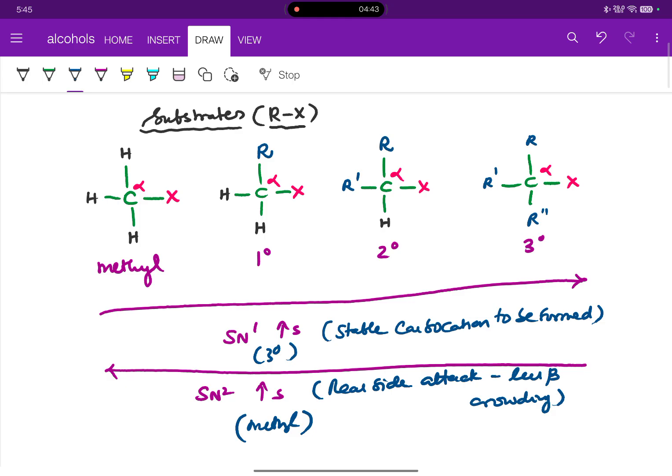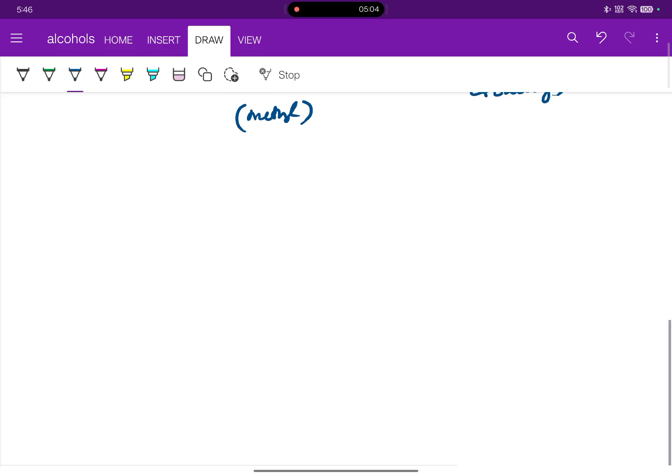So this is the basic idea. Inductive effect and hyperconjugation, both are important aspects. Automatically you will find more hyperconjugation and more inductive effect in tertiary, thereby the stability of the carbocation is quite high. Right? So this is about the substrate. Now, what are the other substrates that we have?